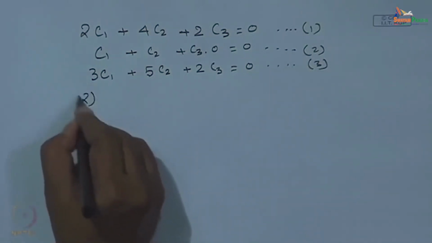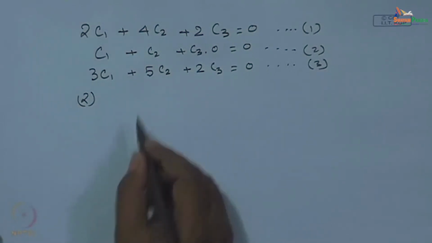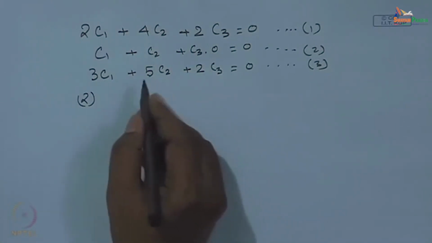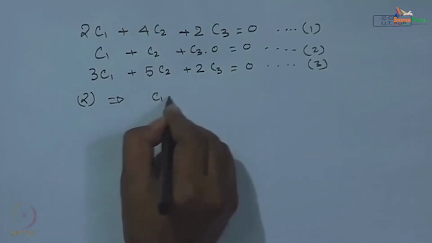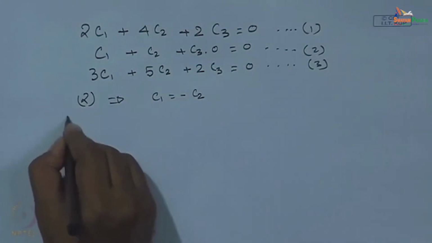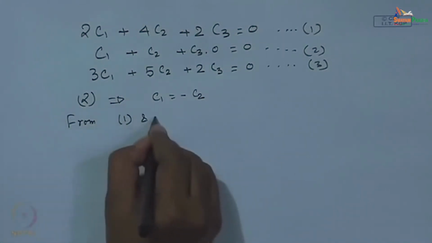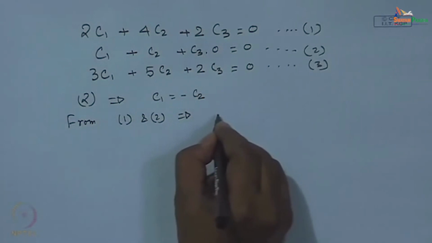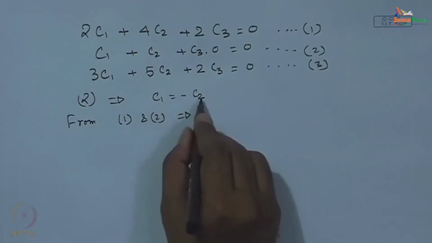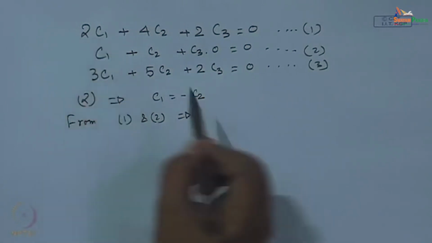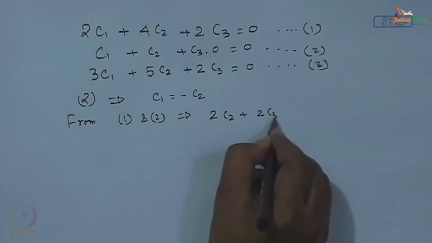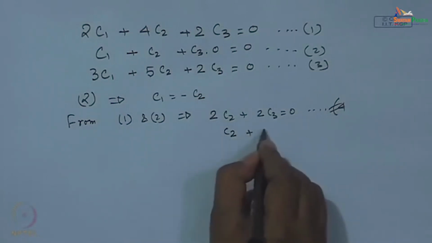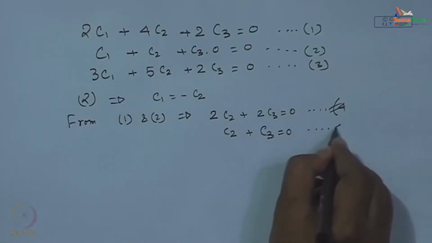So, we have 3 equations and 3 unknowns. Let us try to find the values of these scalar multipliers C. From equation 2 we get C1 equal to minus C2. Combining this with equation 1, we put C1 equal to minus C2, so it will be minus 2 C2, and we get 2 C2 plus 2 C3 equal to 0. Simplifying further, dividing by 2, it will be C2 plus C3 equal to 0. This is equation number 4.